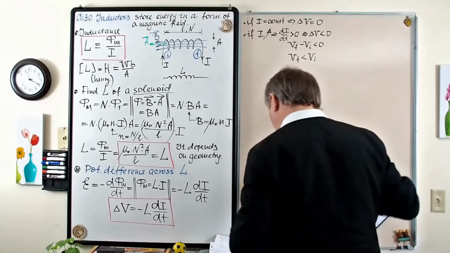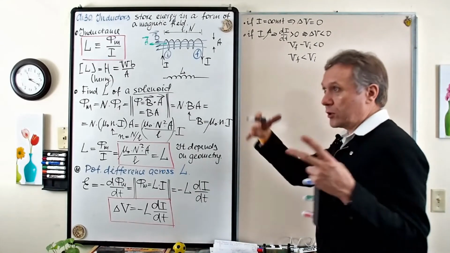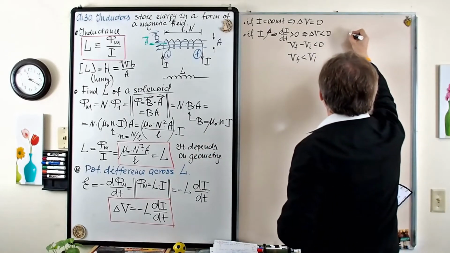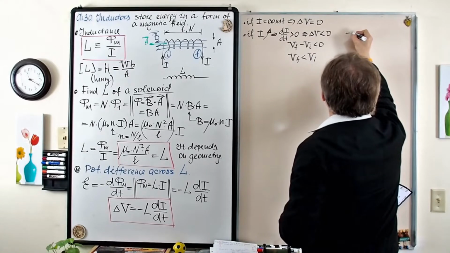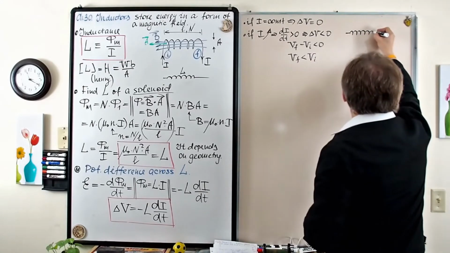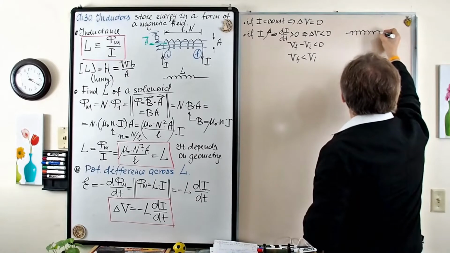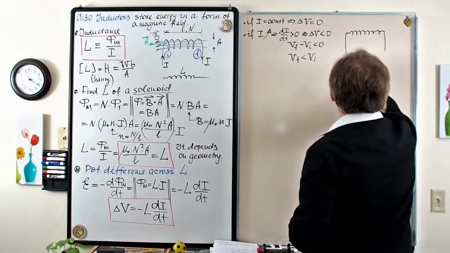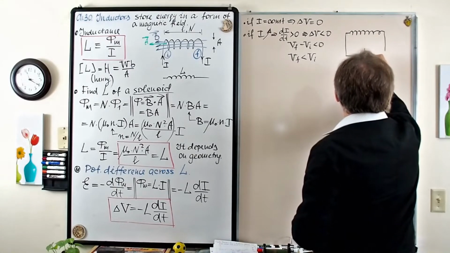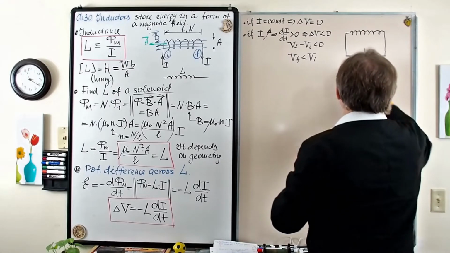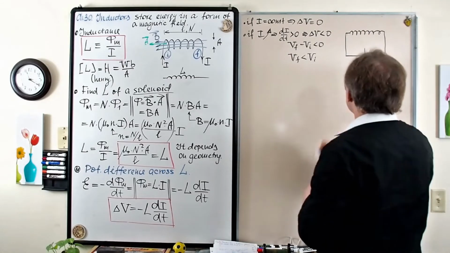Okay, I will assume the simplest possible circuit, just a solenoid and the battery. Let me draw something like this. Let's assume that this is my solenoid, and then there is a battery connected to it. Let's say positive electrode, negative electrode, so that's plus, minus.